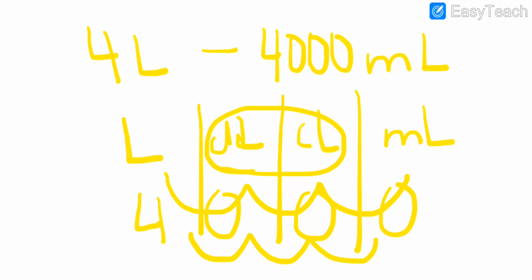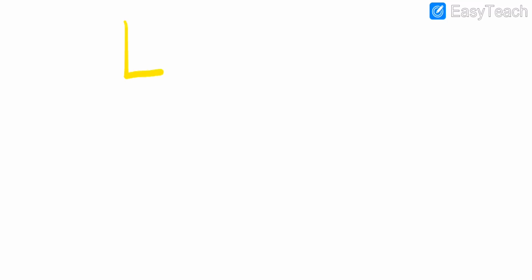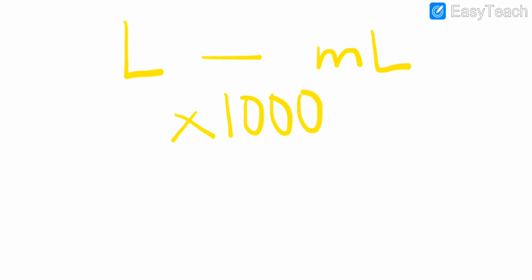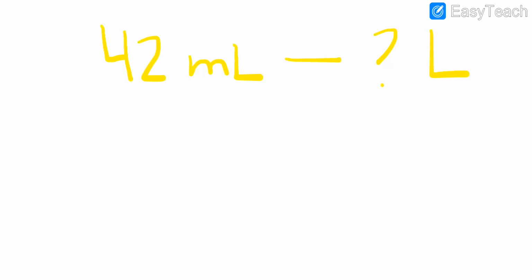So as you can see, basically what we're doing when we're converting from liters to milliliters, we're multiplying times 1,000. Now, if they're asking you to do the other way around, where you're converting from milliliters into liters, let's say they want you to convert 42 milliliters, and they want to know how many liters that is. So you have your 42 right here, and your decimal point would be right over there, right?